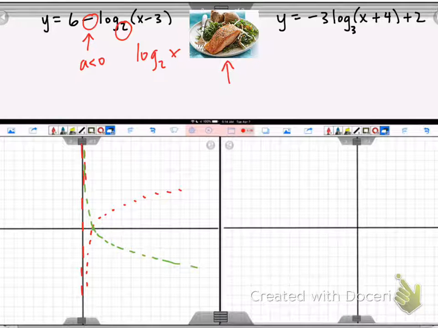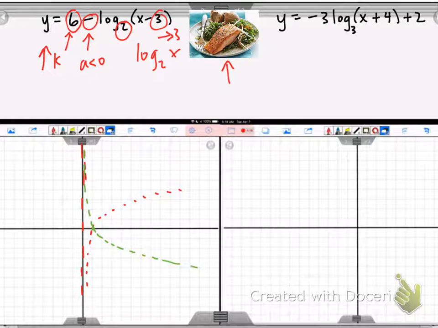And then we're going to notice that we have this 3 right here. So that's the h value. So this means we're going to go to the right 3 units. And then this 6 out here, that's the k value, that kind of number floating. That means we're going to go up 6 units.